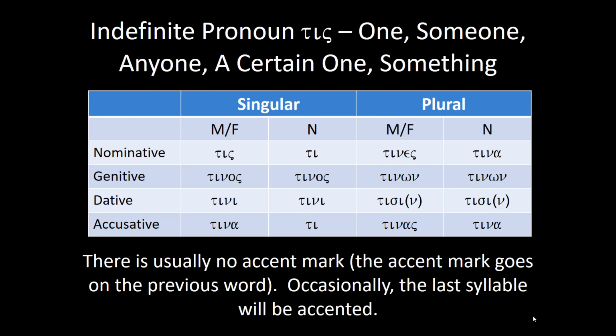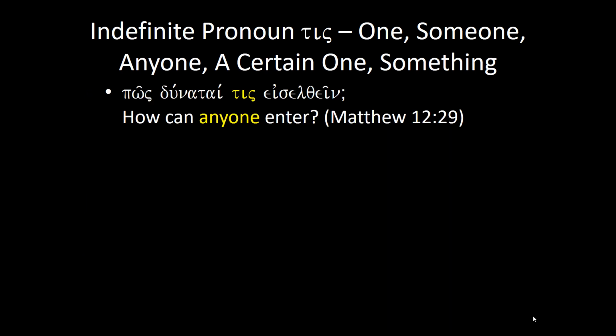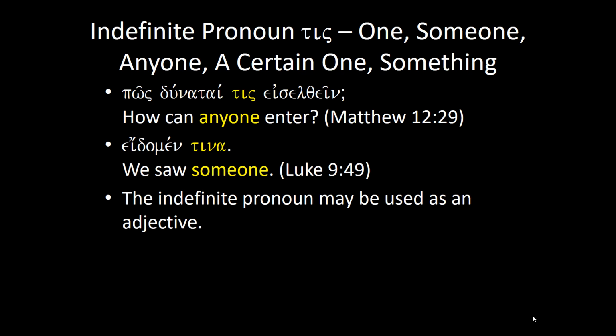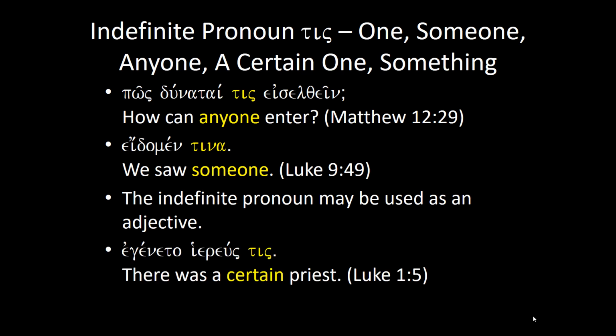And when you see this form, it's the indefinite pronoun, which means something like one, or someone, or anyone, a certain one, something. Pōs dunatai tis eiselthein? How can one enter? How can anyone enter? How can someone enter? Eidamen tina. We saw tina. We saw someone. The indefinite pronoun can also be used like an adjective. Egeneto hiereus tis. There was a certain priest.